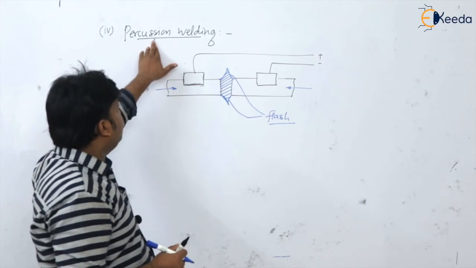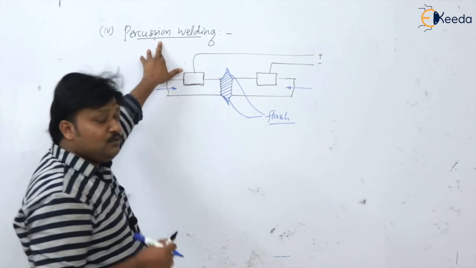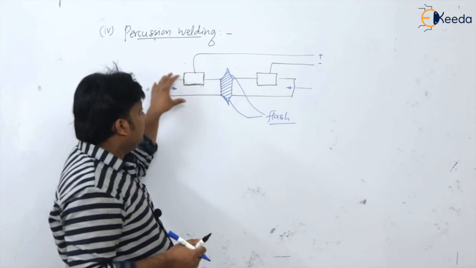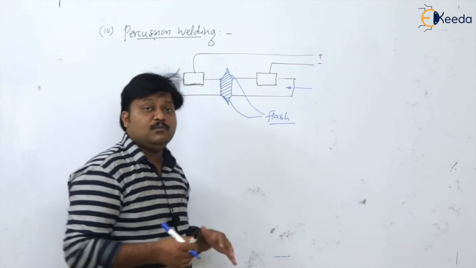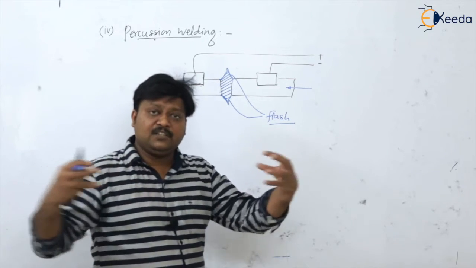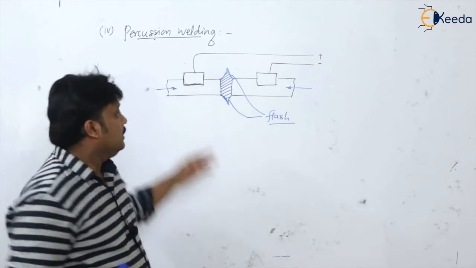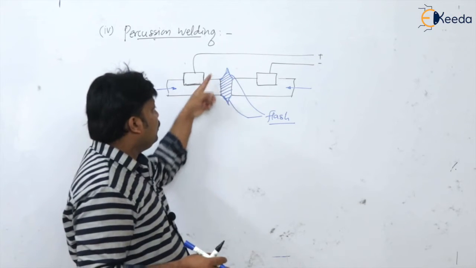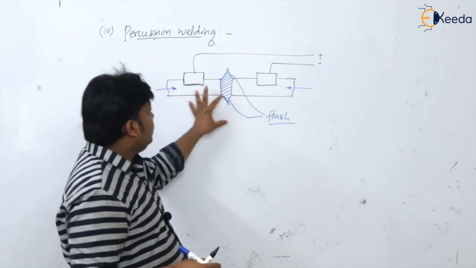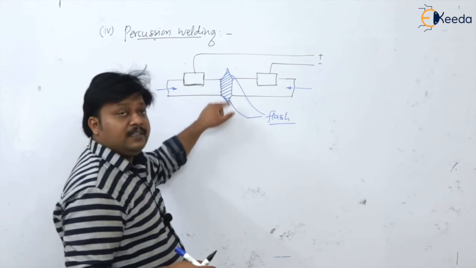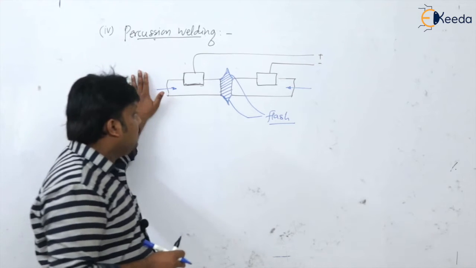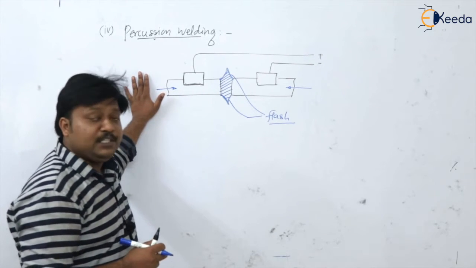Why percussion? Percussion means suddenly. So the process is that the plates are heated by the connector to just below the melting point temperature of the plates, and now we apply the force or pressure suddenly, or percussively, so that the joint forms at these edges. Of course, in this percussion welding the flash comes out, which can be trimmed out, so that there is no issue.